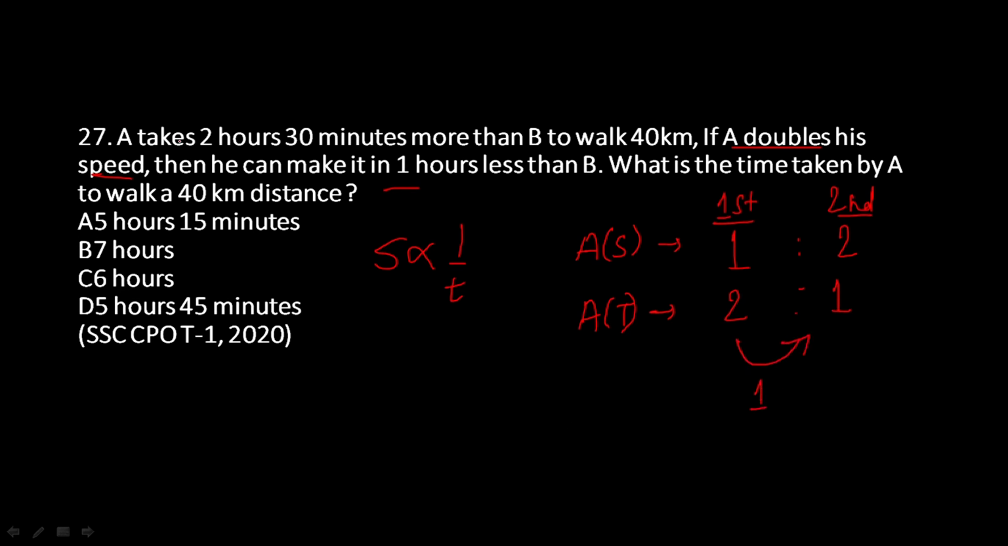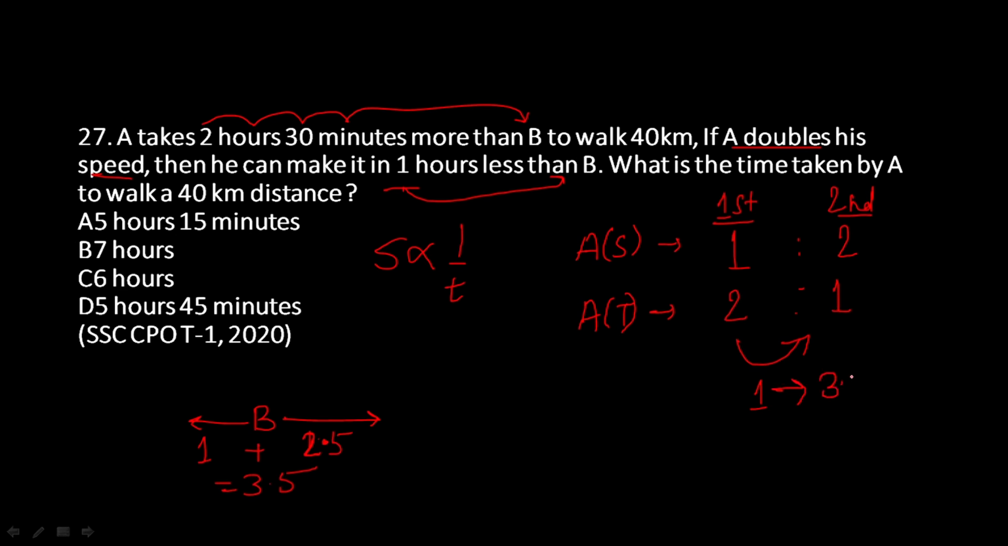But in this case, in the question it says in first case A takes 2 hours 30 minutes more than B. But in the second case it says he takes 1 hour less than B. So if we take B as the middle point, in the first case it was taking 2 hours 30 minutes, means 2.5 hours more. But now it is taking 1 hour less. So it will be summed up. So what is the difference of time? Difference of time is 3.5. So 1 is equivalent to 3.5.